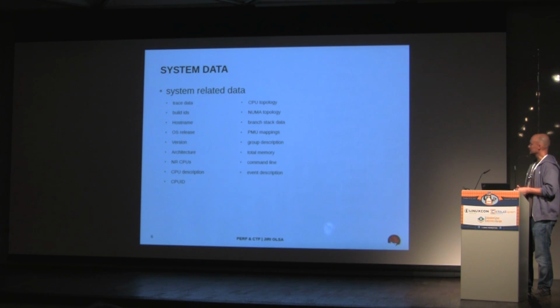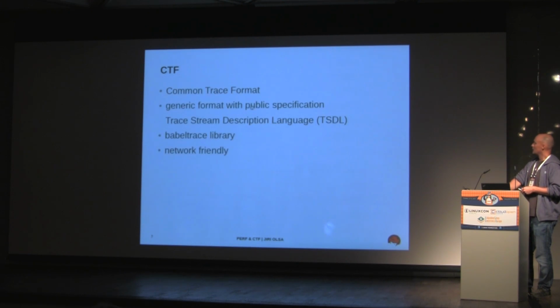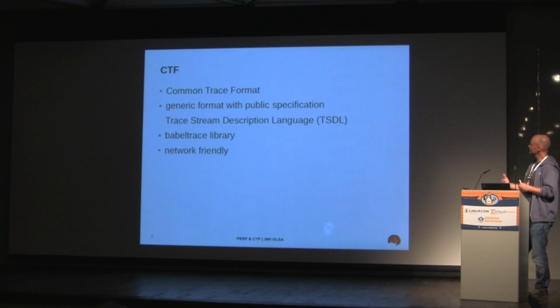So for example, for tracepoints, we store the tracepoint definitions. We can store the CPU topology, NUMA topology, anything that will be needed during the report. So that's basically what we are interested in storing: the event and some other system-related data. I will now briefly, from a high-level point, describe CTF and Perf data, and then we will go down to the file format.